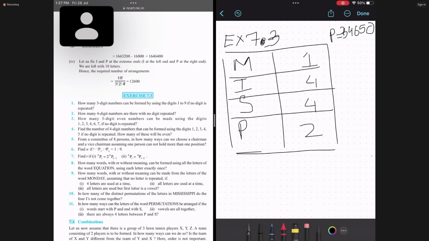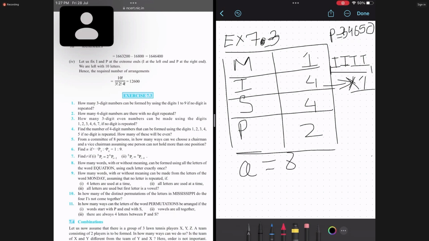So I'm going to treat all four I's as a single letter, right? Let's suppose some letter X, and then I'm going to permute the combination. So consider all I's as just one letter. So the total number of letters that you now have are 1 plus 1, 2 plus 4, 6 plus 2, 8. Correct.